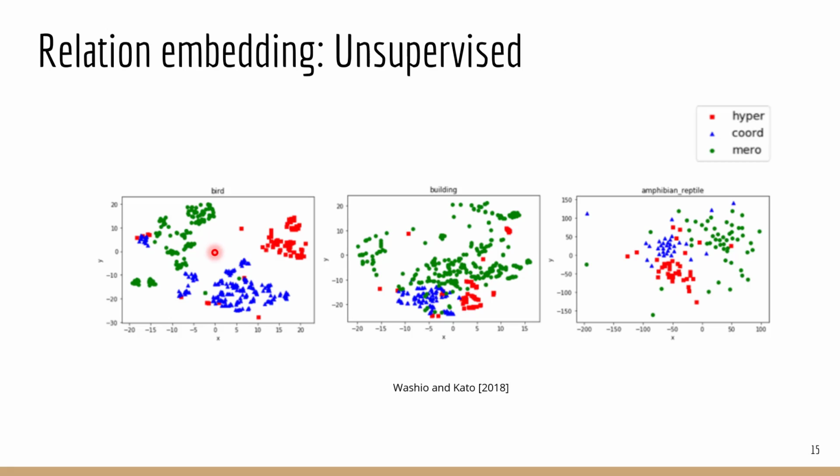So instead of having words or nodes represented in a space, you have relationships between pairs of words or pairs of nodes in your graph. So for example, here the red dots are hypernymy relationships, the blue triangles are the coordinate relationships, and the green dots are meronymy relationships. As you can see, similarly to what we had in word and node embeddings, the space is sort of clustered depending on the type of relationship we have between different entities.